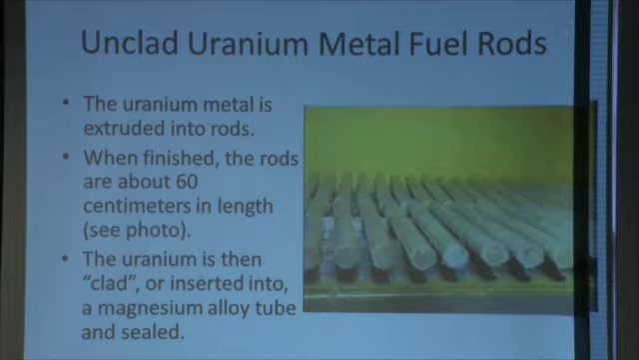And once you have the rods, then you clad them, as they call it. It's really just inserting the rods into a magnesium alloy tube and then sealing it. To this date, North Korea doesn't make the magnesium alloy. It buys it illegally, as a powder in China. And there's only one company in the world still making it. It's a British company, because they still have some of these gas graphite reactors that use this kind of cladding. And North Korea manages to get it illegally.